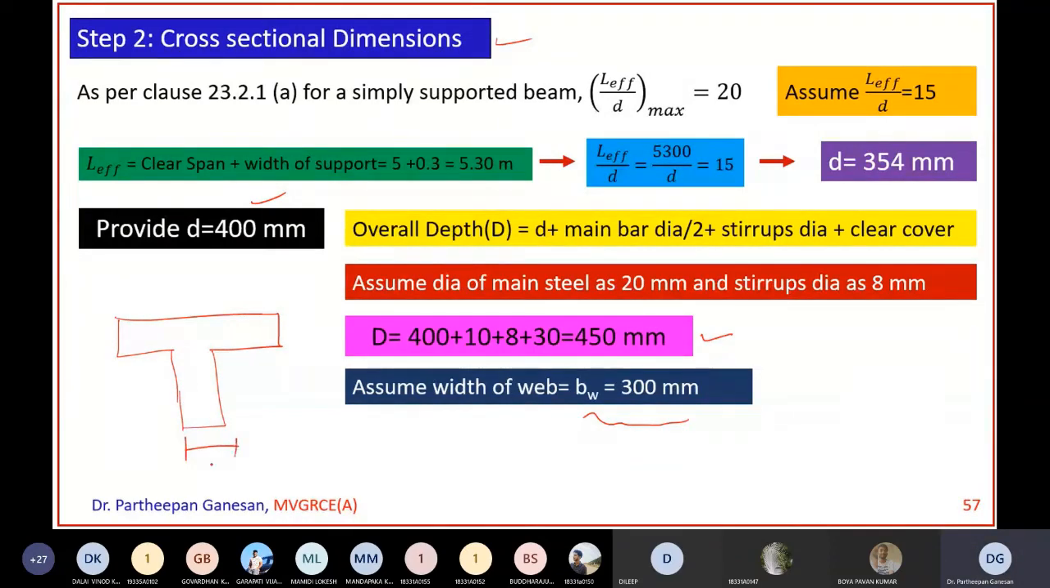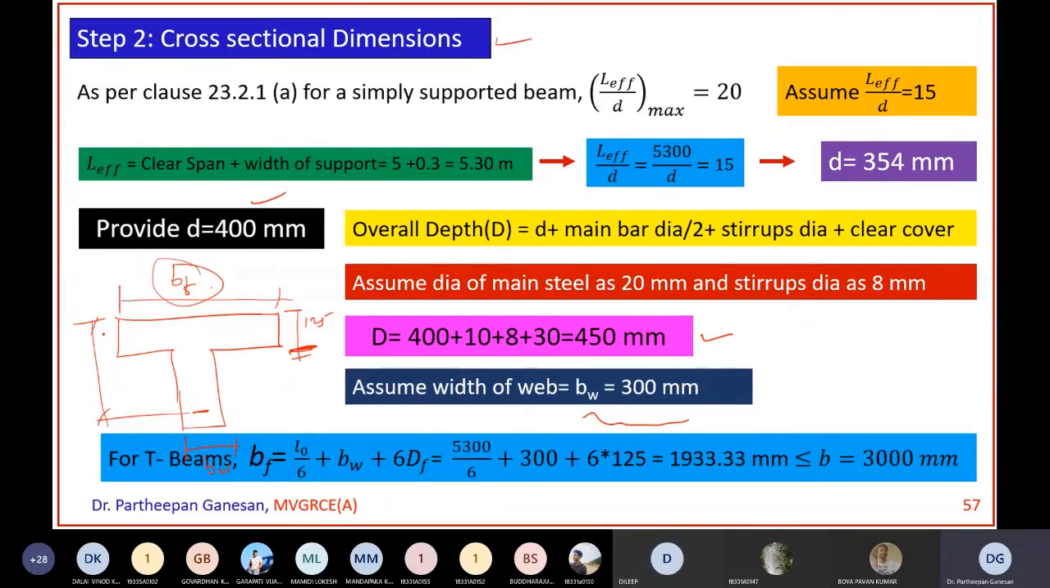I will assume this value. This slab thickness is given in the problem itself, 125. Effective depth I have already found out. Overall depth also found out. What is missing here? Anybody tell me? Flange. Effective width of the flange. So this is not that you have to find out, right? That will be your next step.